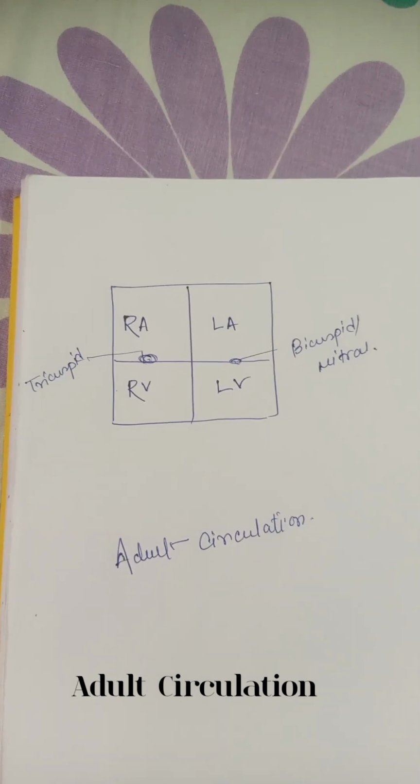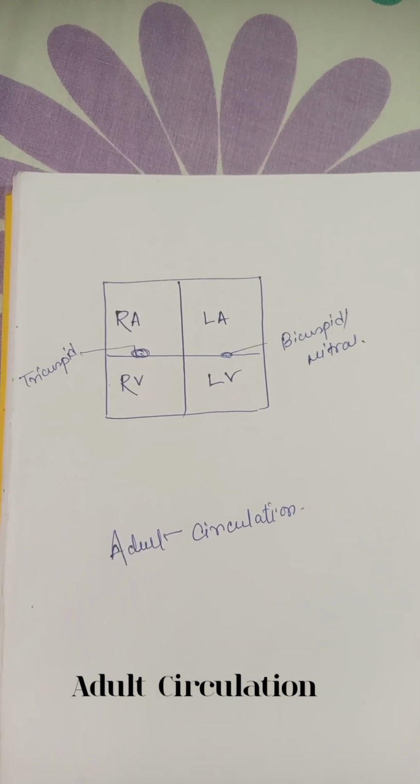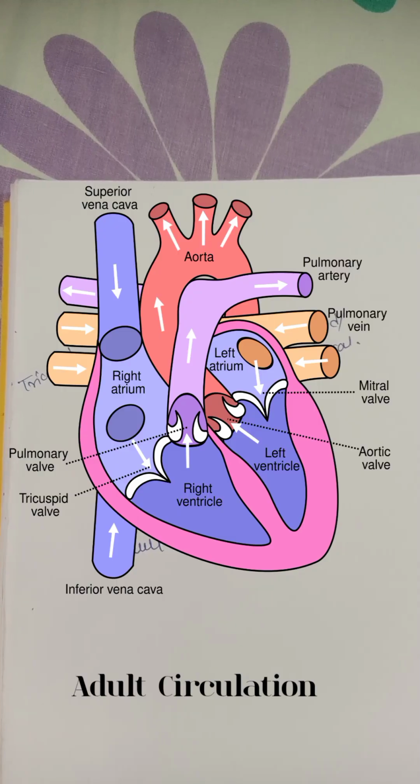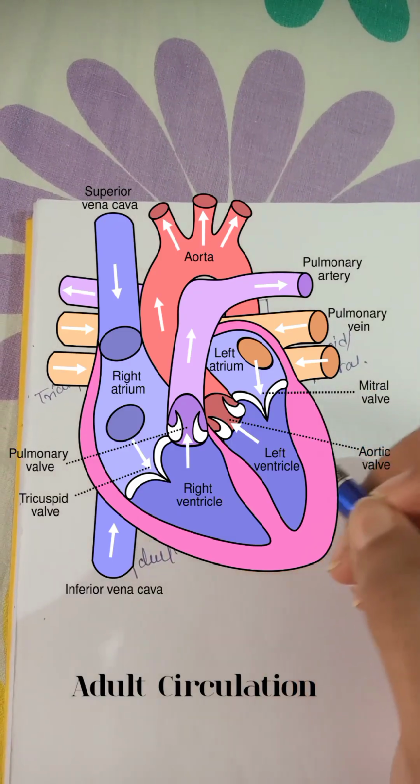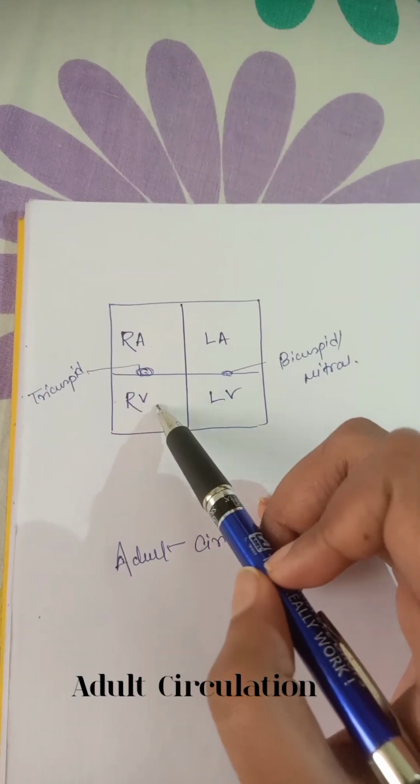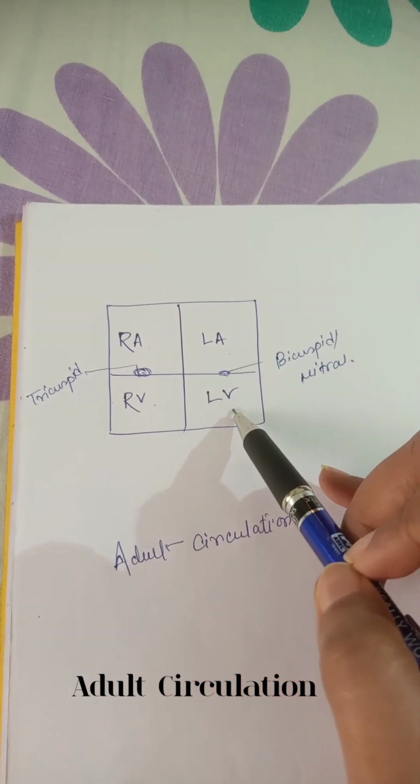Hi everyone, today we will see the adult circulation. So for adult circulation we have to know the chambers of the heart. Firstly, there are 4 chambers of the heart: right atrium, right ventricle, left atrium and left ventricle.